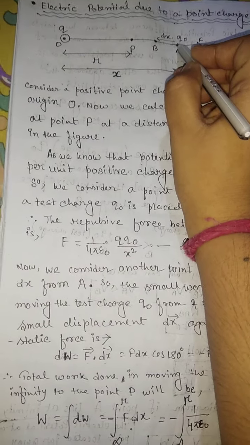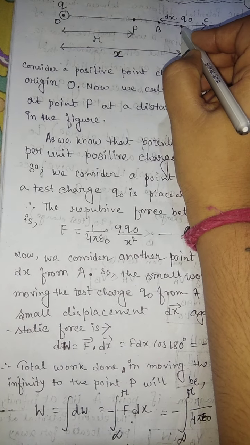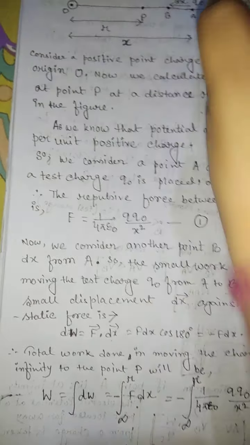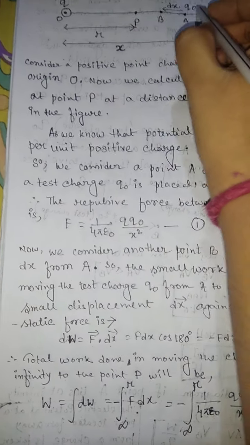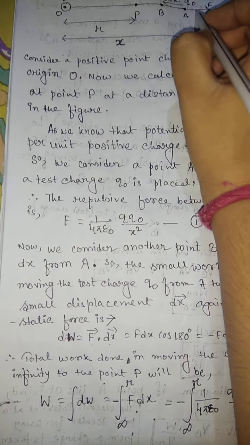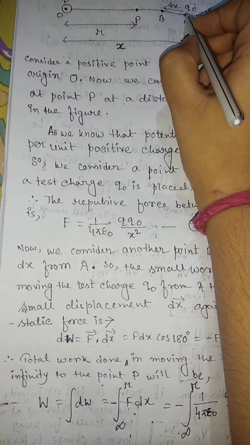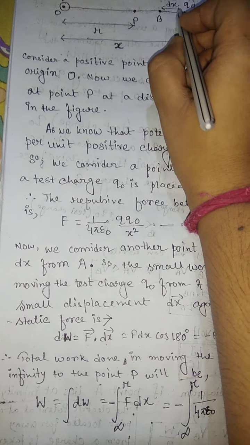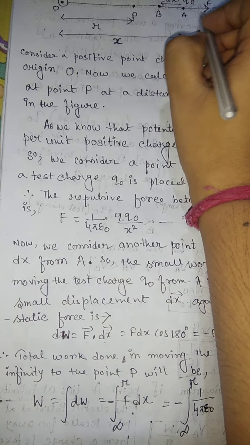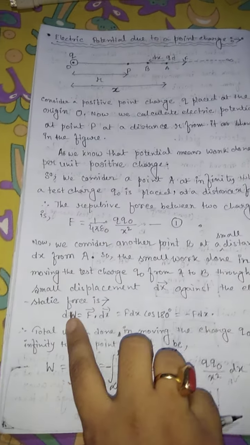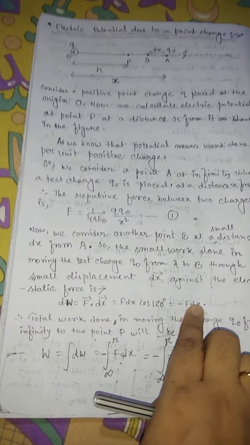So first of all, at point A, the test charge is situated. The electrostatic force between them is this one. The force is exerted on this side, but we move this unit positive charge from A to B through a small displacement dx against this repulsive force. So the small work done dW will be written this way.